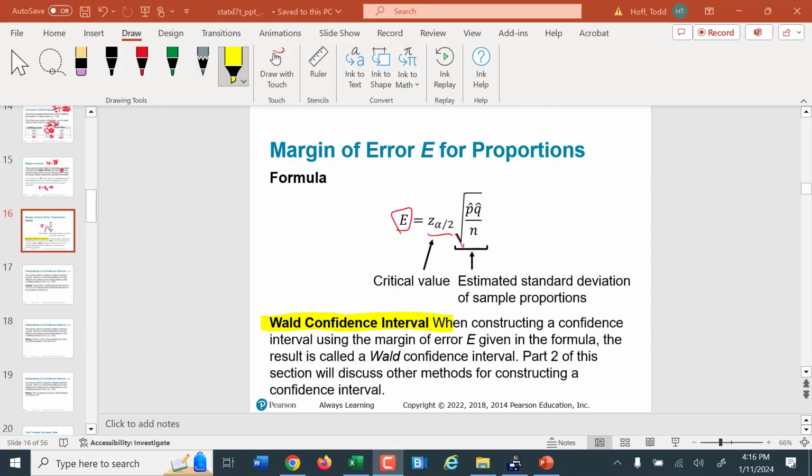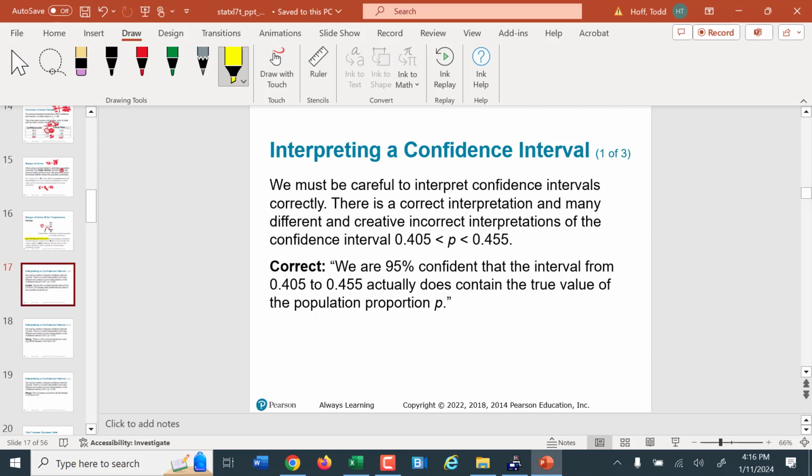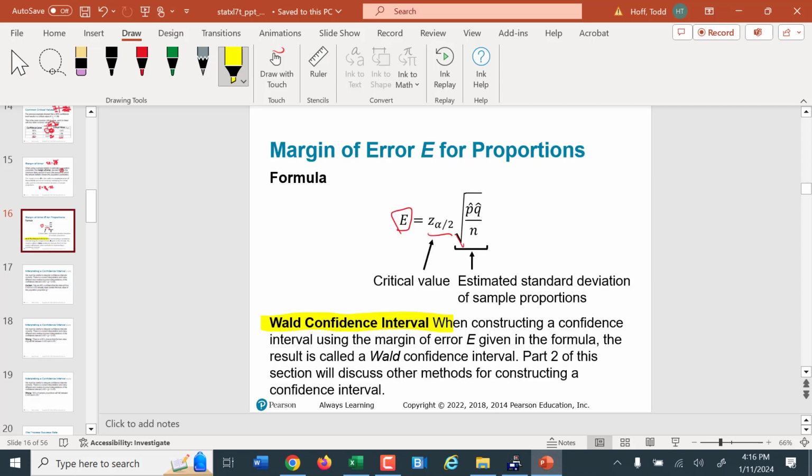So if we're going to find that margin of error by hand, we just go ahead and punch that calculation in. So we found that our critical value here was 1.96. Our estimate of P was 0.43. Q then, of course, would be 0.53 for P. Q would be 0.47, and our sample size was 950.